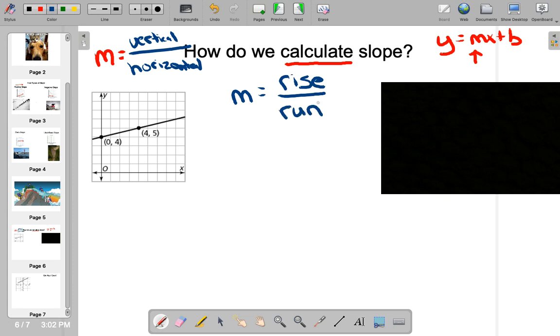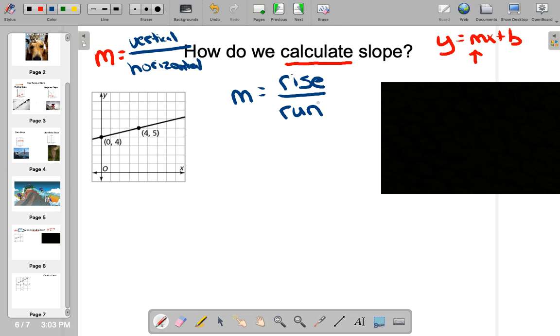Okay, I say this hundreds of times in my math classes, rise over run, rise over run. And the reason why we're going to do rise over run is because we want to know steepness. So as the slope gets higher, you want the line to be steeper, which means we need the rise on top and the run on bottom.